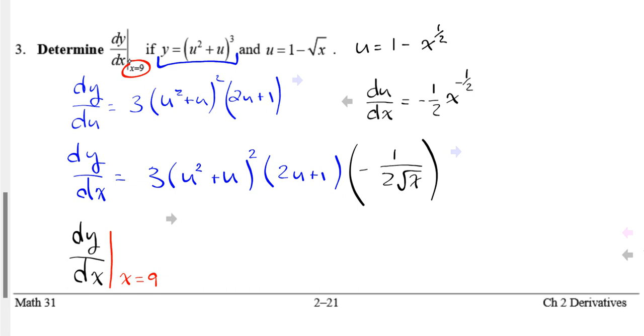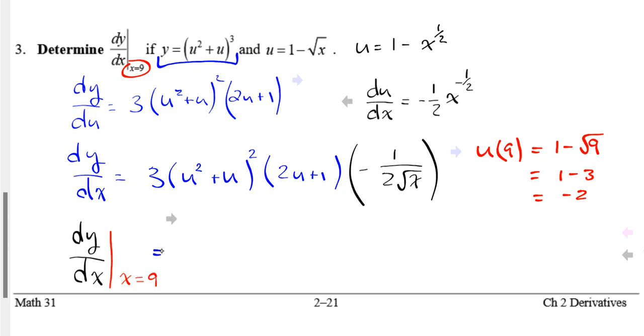Okay. So now, because I want to know this derivative when x is equal to 9, I could replace all these u's with 1 minus the square root of x and then plug in 9. Or I could just calculate the value of u when x is 9. That's going to be 1 minus square root of 9, 1 minus 3, which equals negative 2. So then I can substitute for the u a negative 2 and for the x a positive 9. And so I don't have to replace all the u's with a function of x.